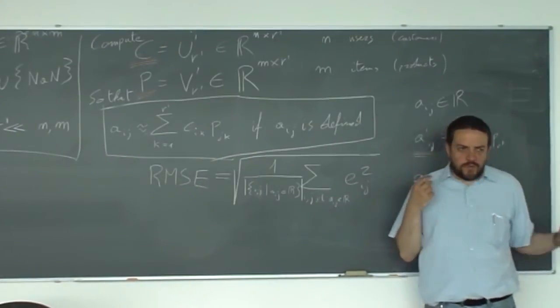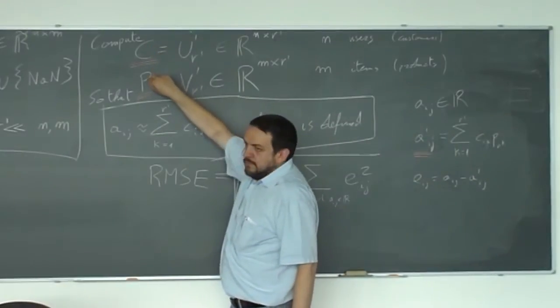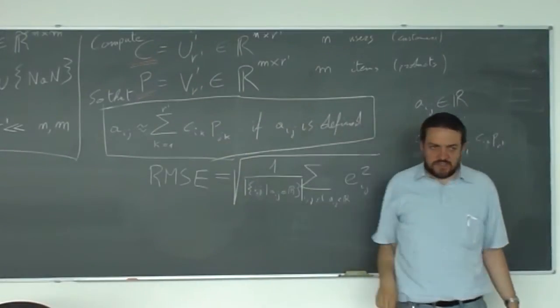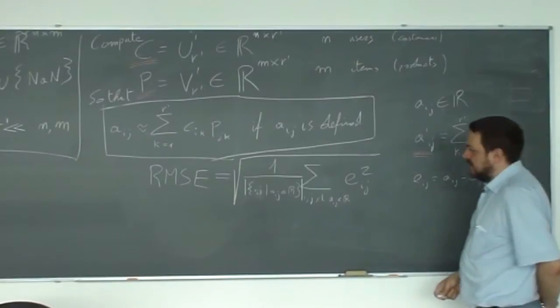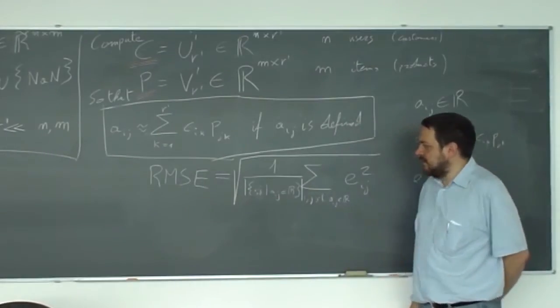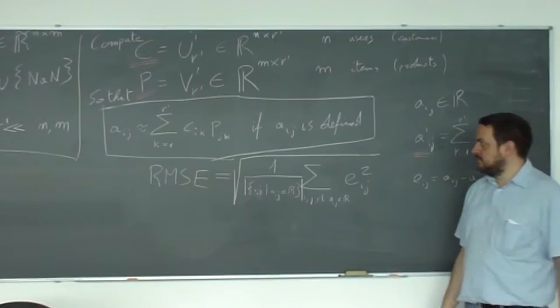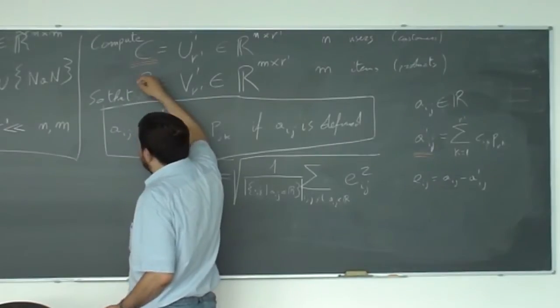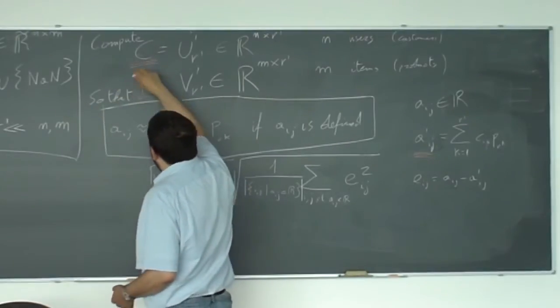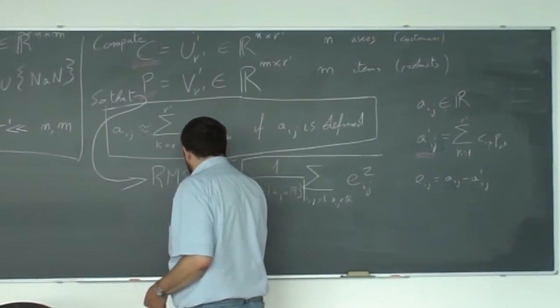So actually what we want to compute are all the numbers in C and P, so the values of the matrices C and P, so that this root mean square error is minimized. So the best formulation that we can give about the problem is: compute C and P so that this is minimized.